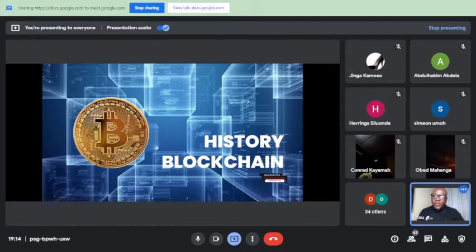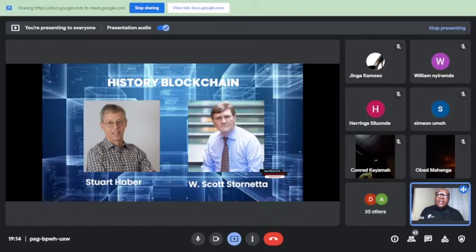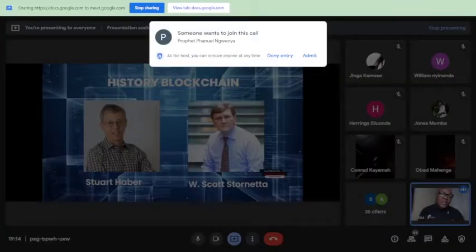Then in 1991, we have Stuart Haber and W. Scott Stornetta, who further developed ways of cryptographically securing a chain of blocks. They wanted to use it for a system where document timestamps could not be tampered with.